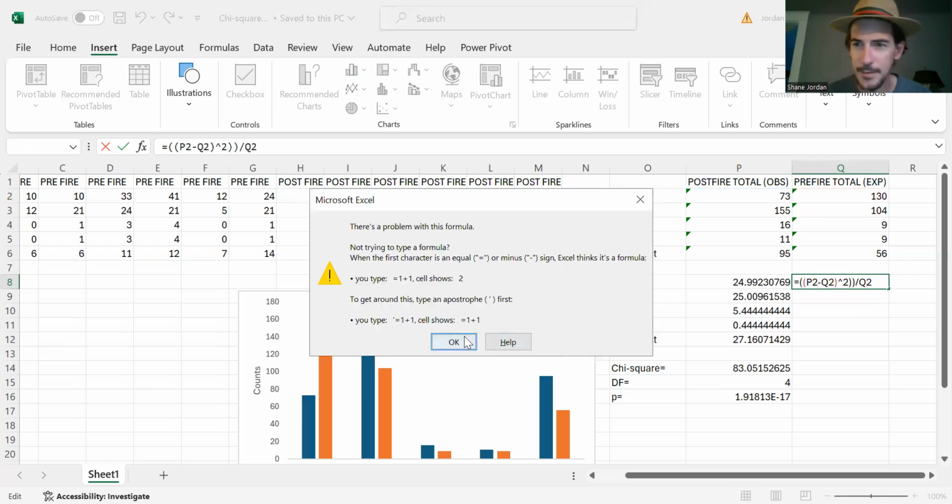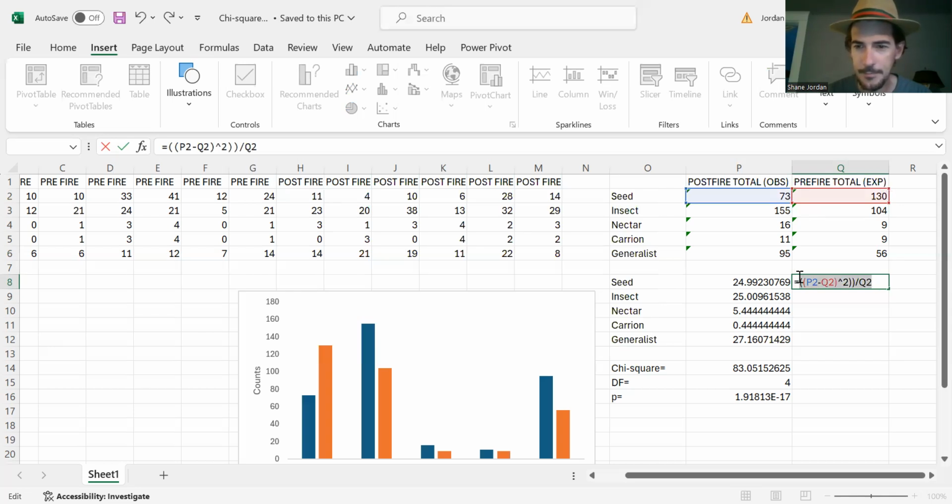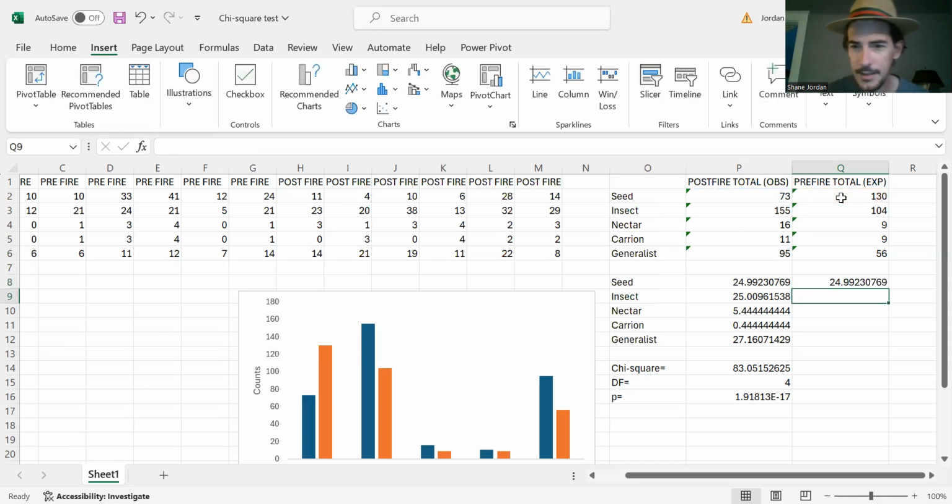Excel is just very mad at me right now. Let's do it again. So this equals observed values minus expected values squared, close the parentheses, divided by expected values. And we get that particular statistic.